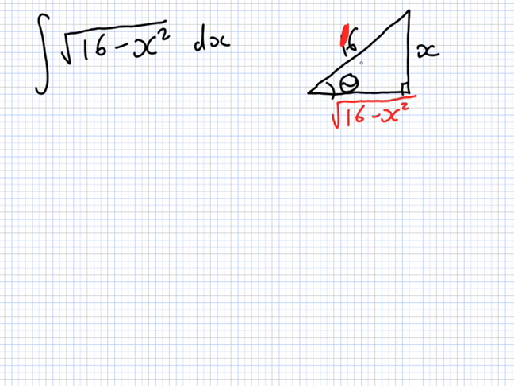Let me draw it again. What I do is I put this number here, and this 16 is 4 squared. So the hypotenuse is just 4, and the sides are x and the square root of 16 minus x squared.